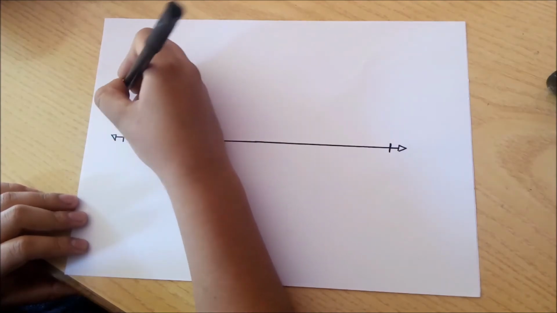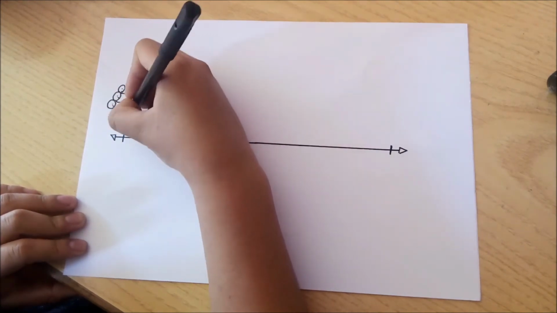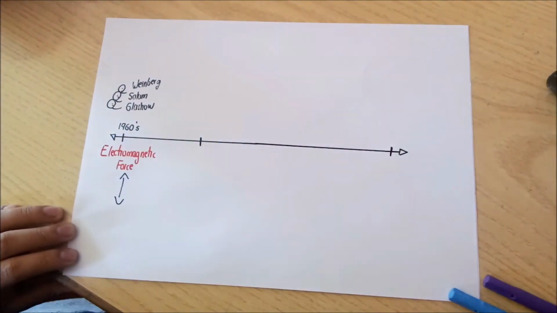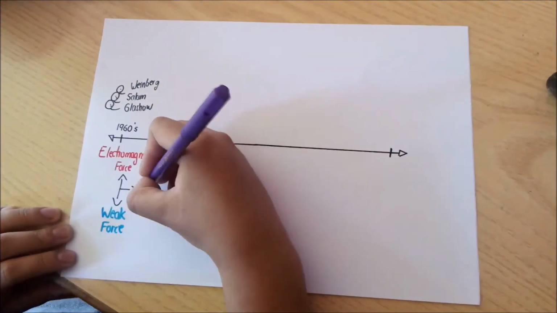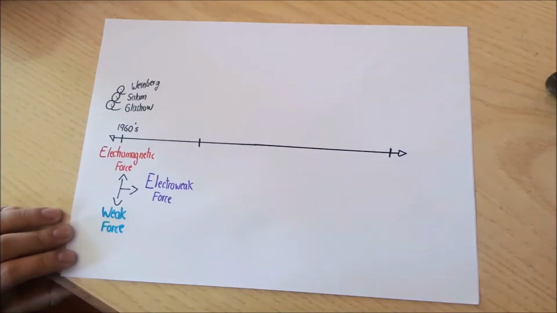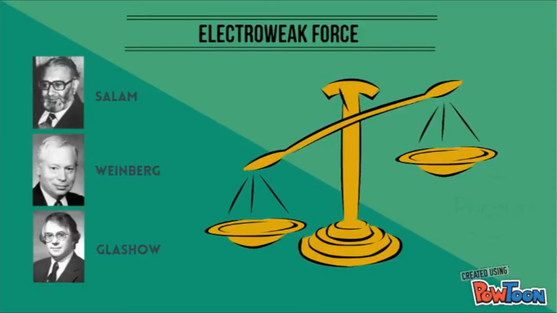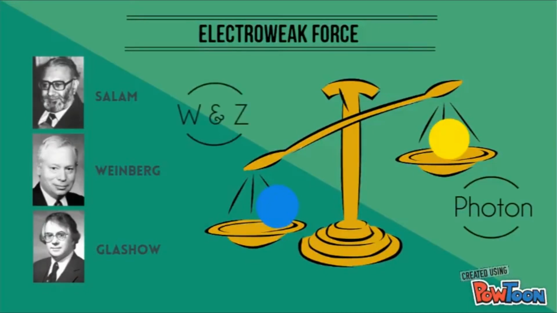In the 1960s, scientists Weinberg, Salam, and Glashow proposed the union of the electromagnetic force and the weak force in a greater force called the electroweak force. How did they come up with this? Well, they started with a curious observation. The particles of the electromagnetic force, the photons, are bosons of mass zero, whereas the W and Z bosons of the weak force are massive particles.